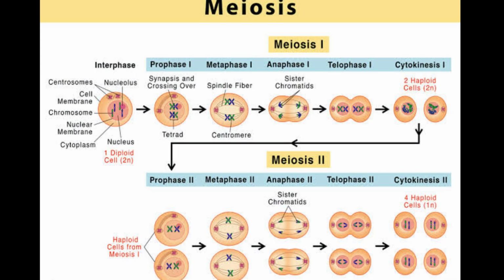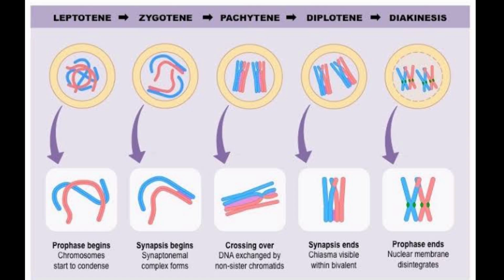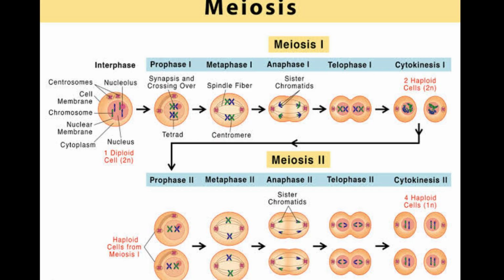Now, meiosis has two sequential rounds of cell division, that is meiosis 1 and meiosis 2. So you can clearly see from this diagram that there are four stages, that is prophase, metaphase, anaphase and telophase, both in meiosis 1 and meiosis 2. But in meiosis 1, prophase 1 is further divided into five steps, that is leptotene, zygotene, pachytene, diplotene and diakinesis. This is mainly related to the crossing over between the chromosomes. So in meiosis 1, there is mainly reductional division, whereas in meiosis 2, there is mainly equational division.